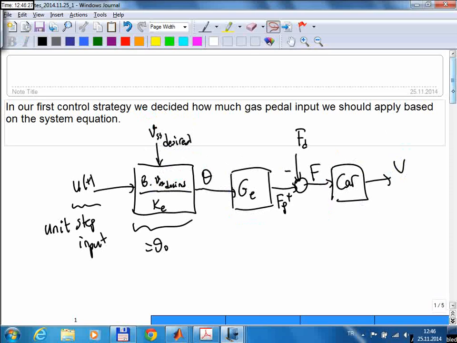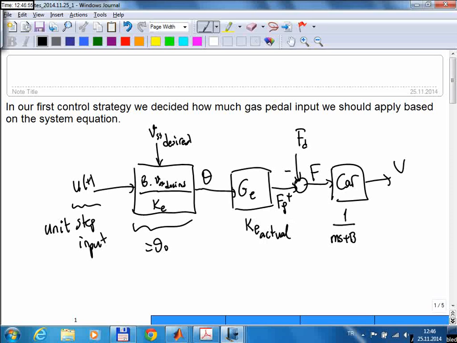And then yesterday we also did some simulations to see how this works. Okay, if the car model we have is accurate, which means if the actual car is really represented by this transfer function, and if the engine model is also accurate, which means we call this KE actual.